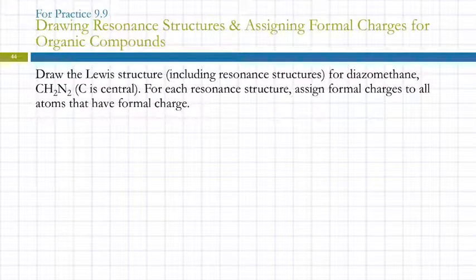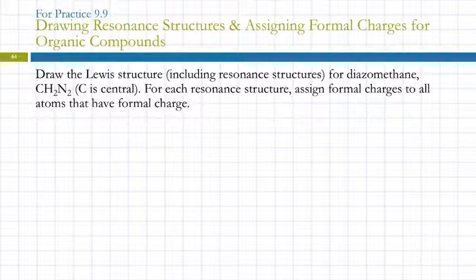Let's do another one. Draw a Lewis structure, including resonance structure for diazomethane, CH2N2. We're told that carbon is central, and we're asked to assign formal charges to all the atoms that have formal charge. What that means is if it's got a 0 formal charge, you can just leave it alone. You don't have to write anything down.